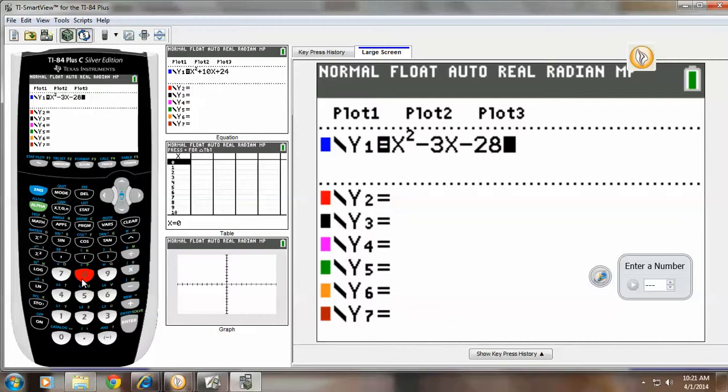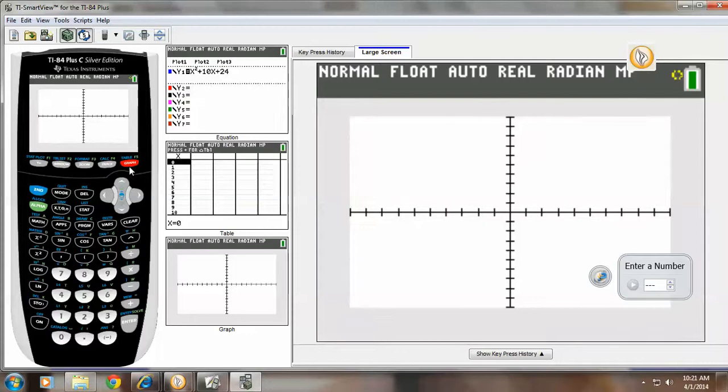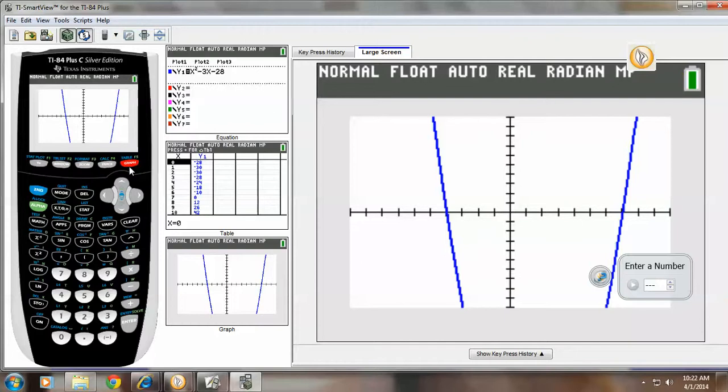Where are we going to go to see the picture? Please do this, guys, on your calculators. Graph. We found when we did it algebraically that we had solutions at -4 and 7. Is that the case here? Do we have solutions at -4 and 7? We do.